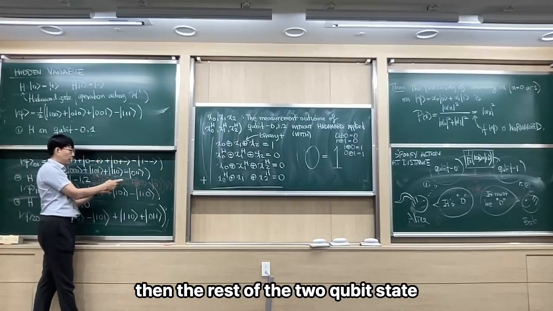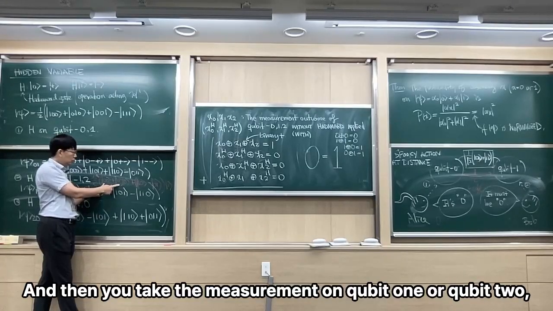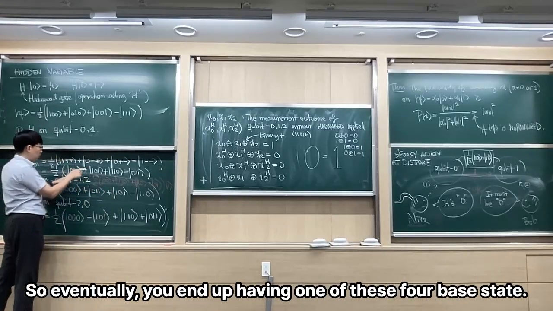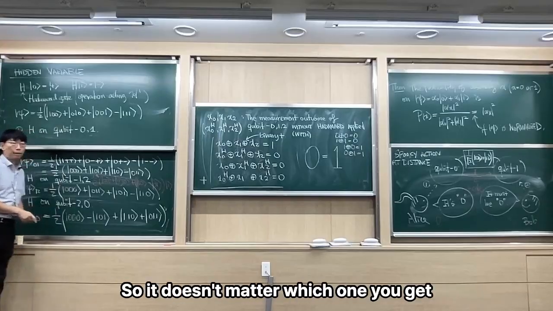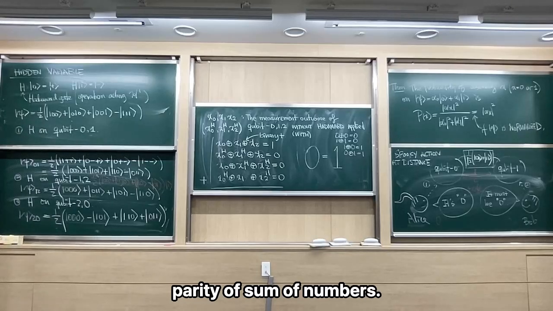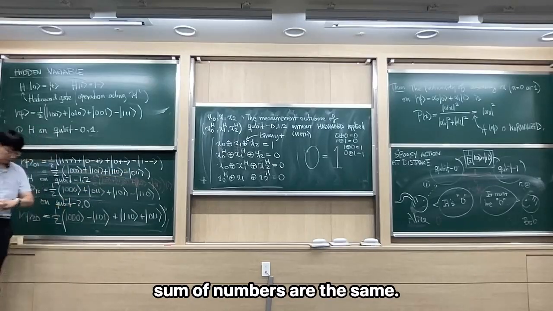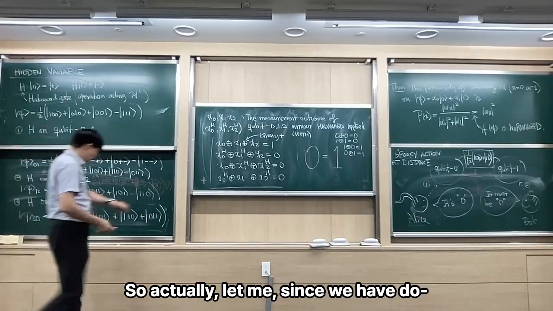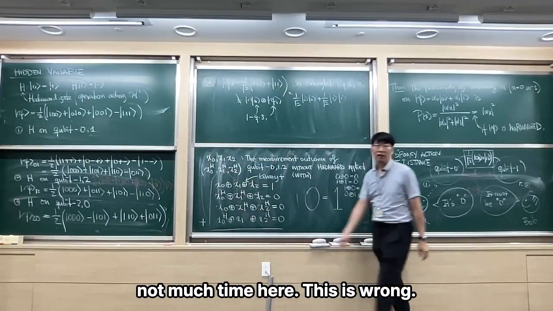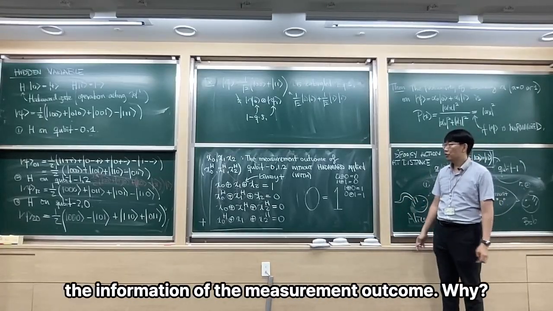Suppose that you got 0, then the rest of the 2-qubit state collapses to this, and then you take the measurement of qubit 1 or qubit 2, and you get either this or this, right? So eventually you end up having one of these 4 base states. It doesn't matter which one you get, because what we are looking at is the parity of the sum of numbers. They're all the same, right? Actually, since we do not have much time here, this is wrong. You cannot assume that there is a variable that stores the information of the measurement outcome.